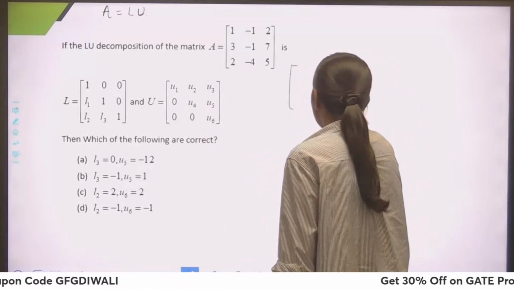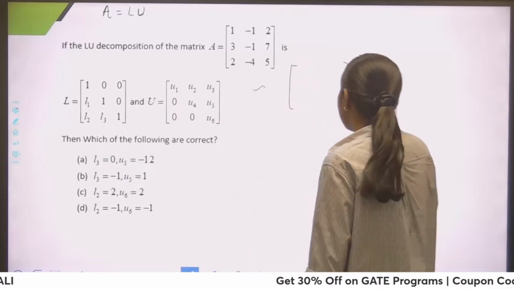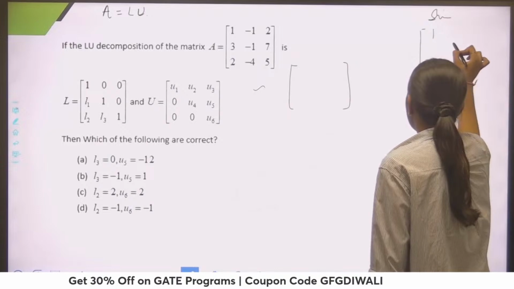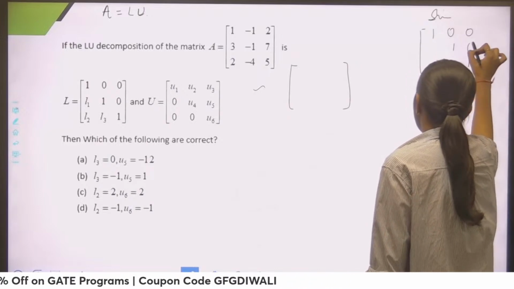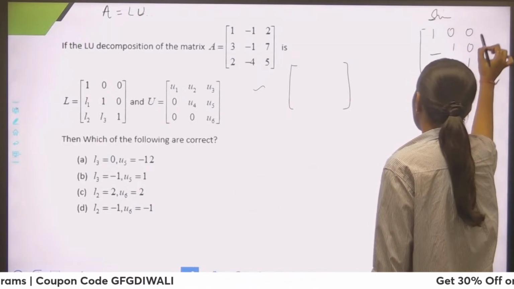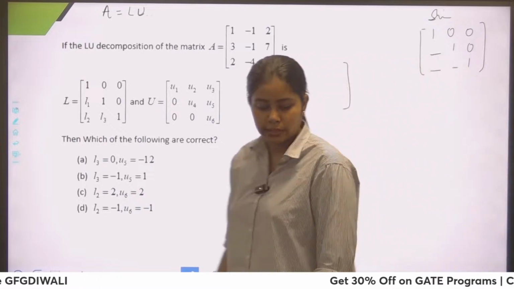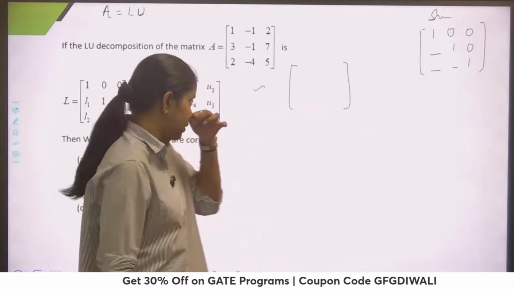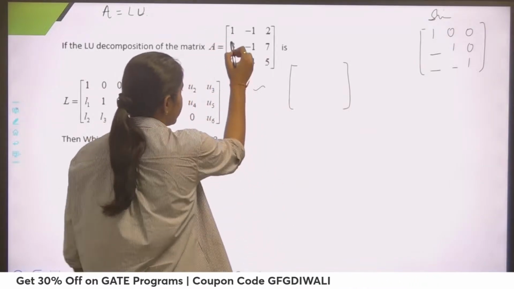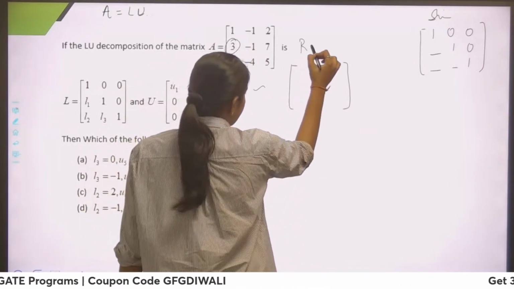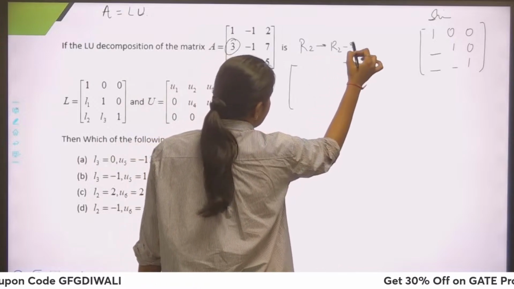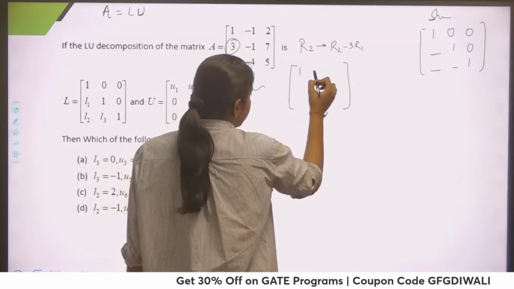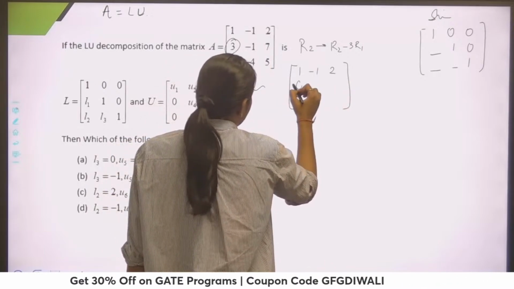I'll just row reduce this matrix and simultaneously form a lower triangular matrix. I know that the lower triangular matrix is this, and I have to fill in the values here. First, I'll row reduce this matrix, and we know that if we row reduce, we always get an upper triangular matrix. So let's do that. Because we have to make this value 0, R2 goes to R2 minus 3R1. I'll do that, R2 goes to R2 minus 3R1. So it would give me 0 here.